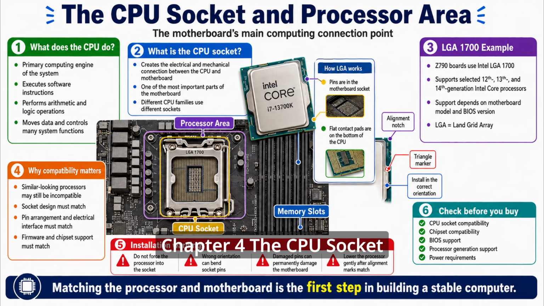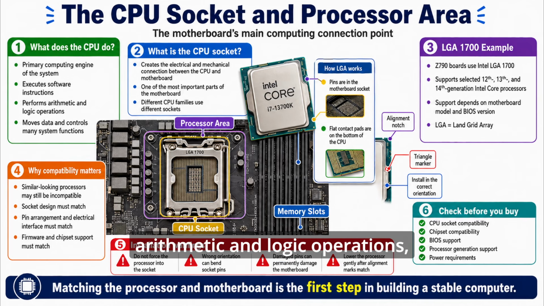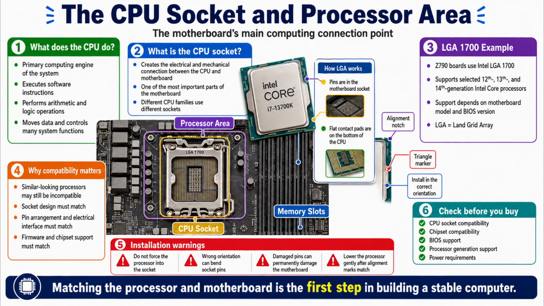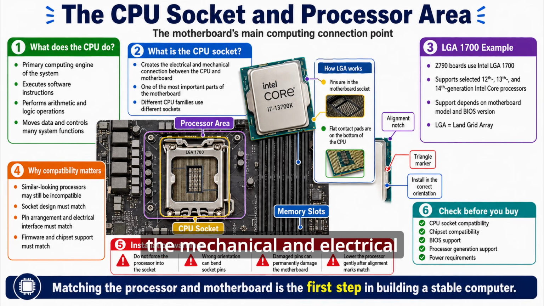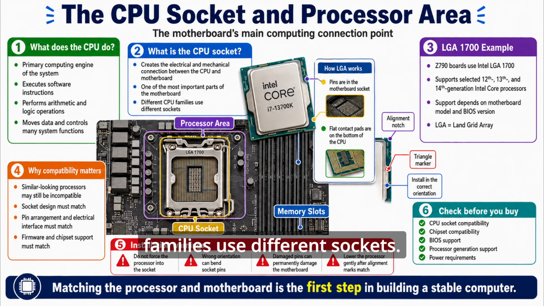Chapter 4. The CPU socket and processor area. The CPU is the main computing engine of the system. It executes instructions, performs arithmetic and logic operations, moves data, and controls many system functions. The CPU socket creates the mechanical and electrical connection between the processor and motherboard. Different processor families use different sockets. The socket design, contact arrangement, chipset support, and firmware support must all match.